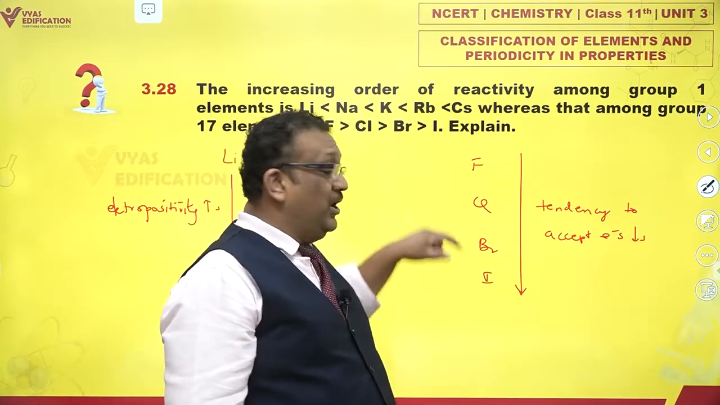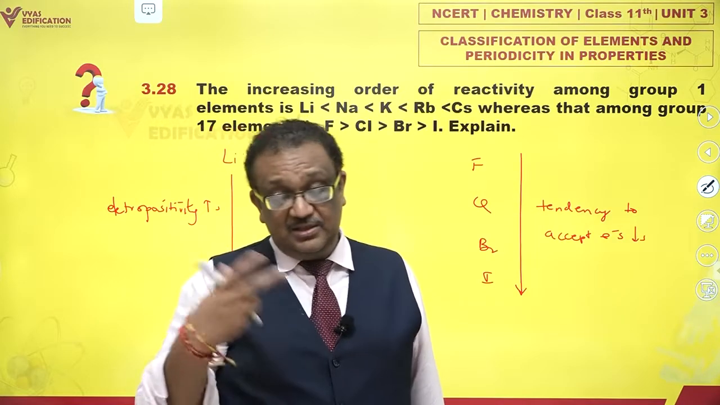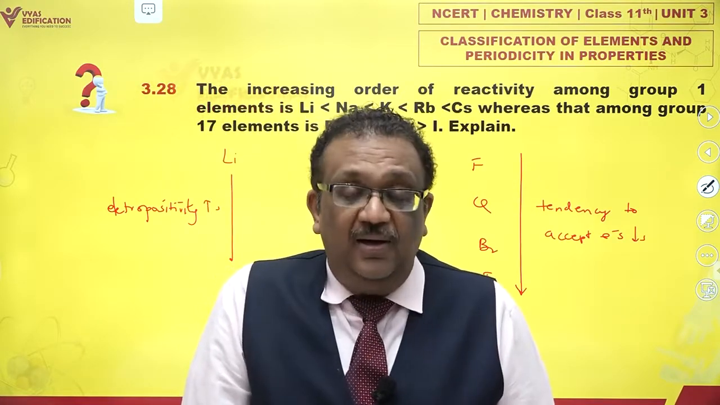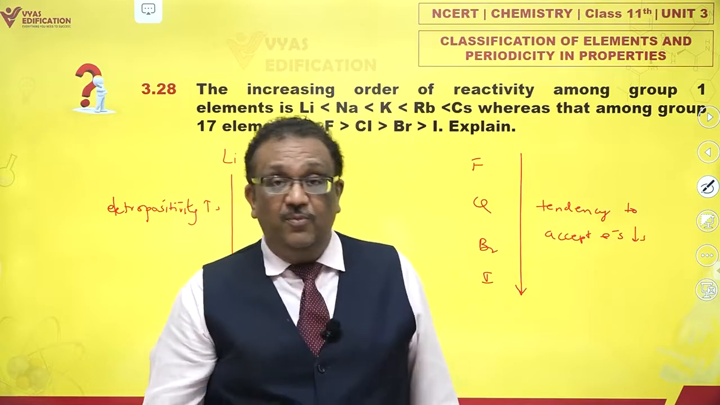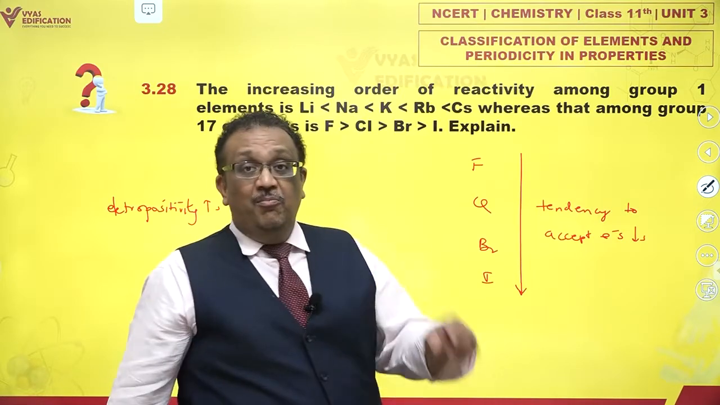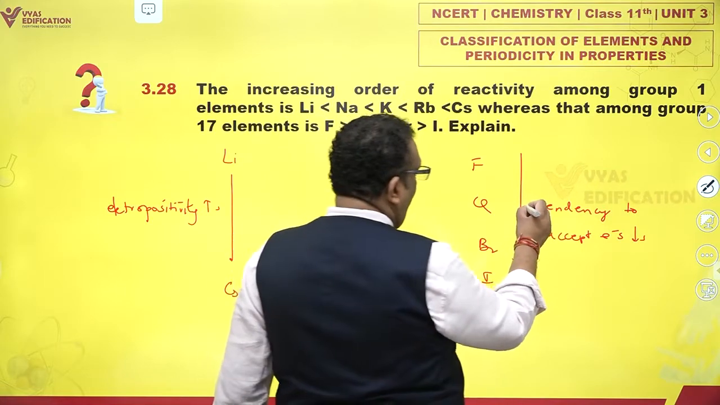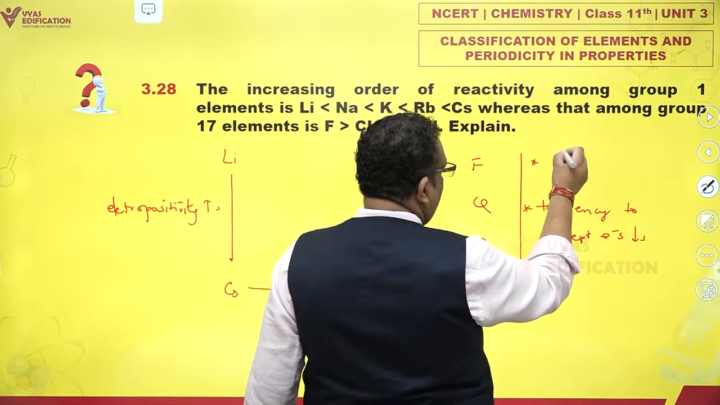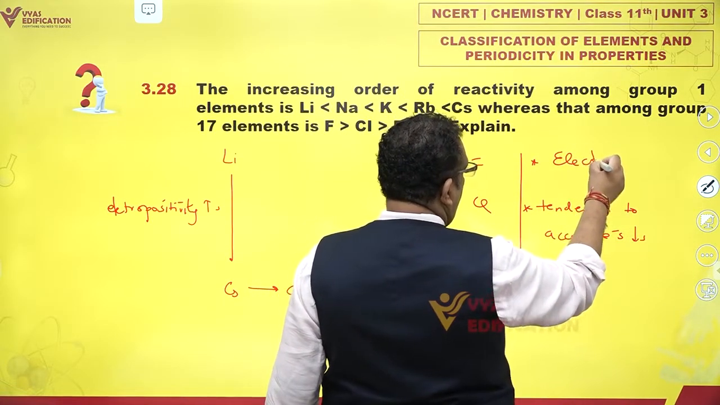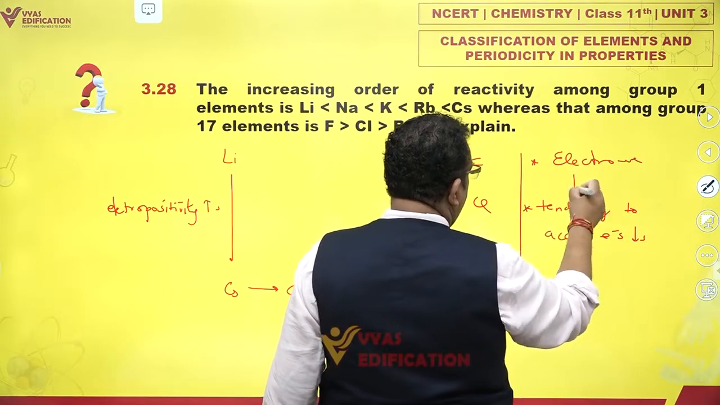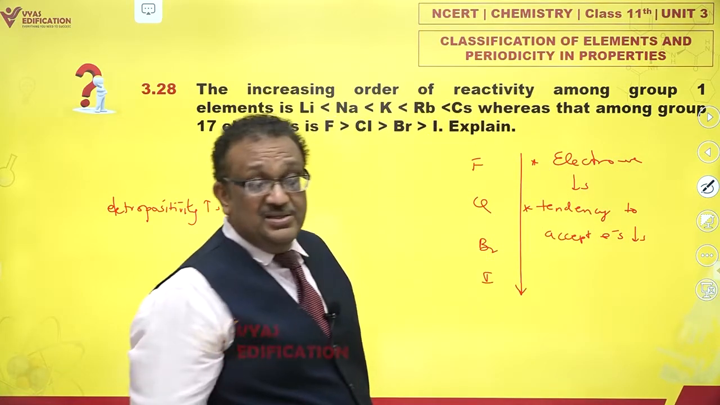But then electron affinity has an exception also. Chlorine has greater electron affinity as compared to fluorine. That's okay. But again, a very major tendency in these cases is, of course, electronegativity. Electronegativity decreases also down the group as the size increases.